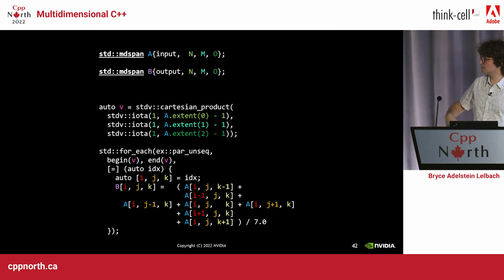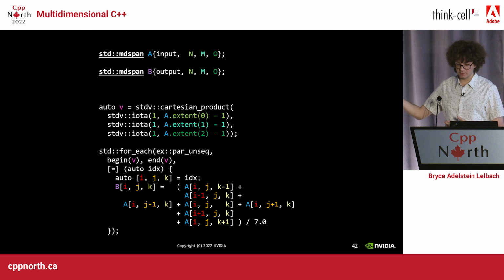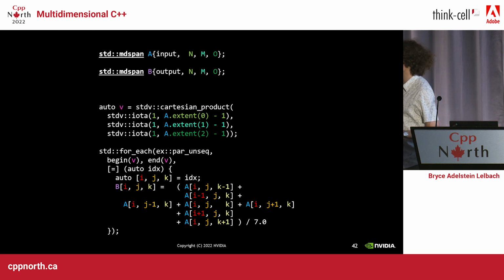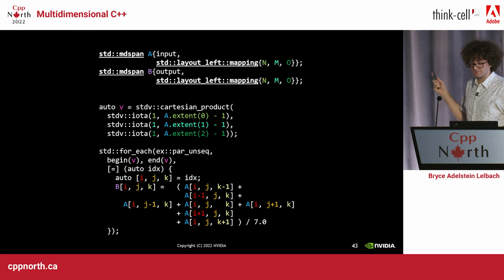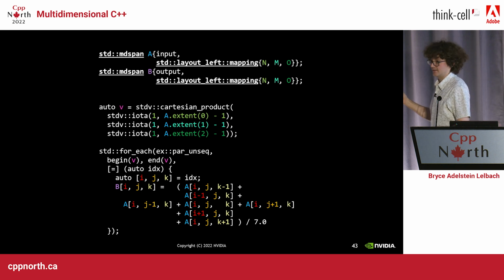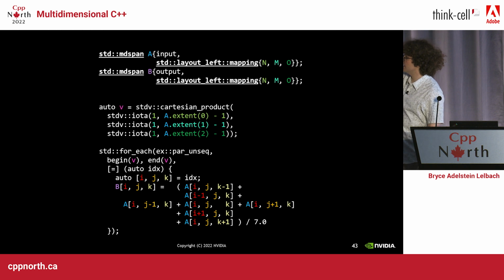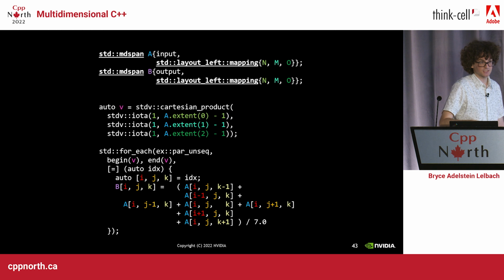So using that little Cartesian product of iotas trick, I've built a range that iterates the index space of these two mdspans. And then we use a parallel for each to iterate through that space. And we use the mdspans inside of that for each to do the actual stencil update. So if we want to change the layout, all that we have to do is change the input mdspan. We just change the data types at the top there. Everything else here remains the same, including the indexing logic in the kernel.